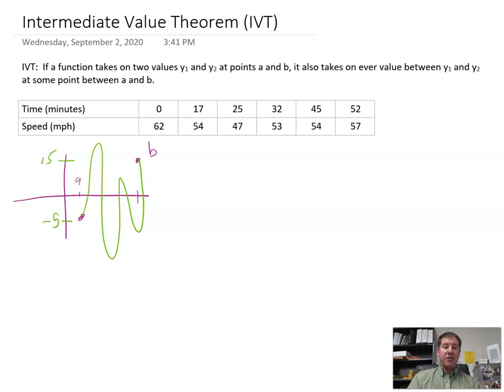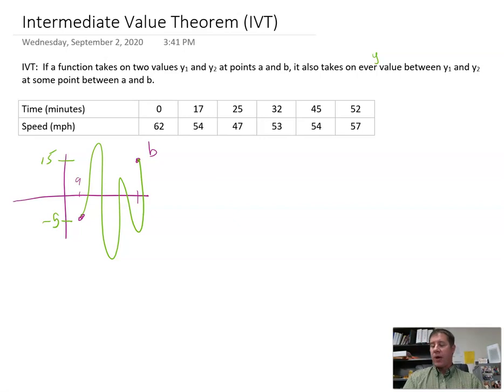If a function takes on two values, y1 and y2 at points A and B, it also takes on every value between y1 and y2 at some point between A and B. That's what the IVT states. And I just noticed, as I read it that last time, I forgot a y. Every y value. So you might want to fix that.